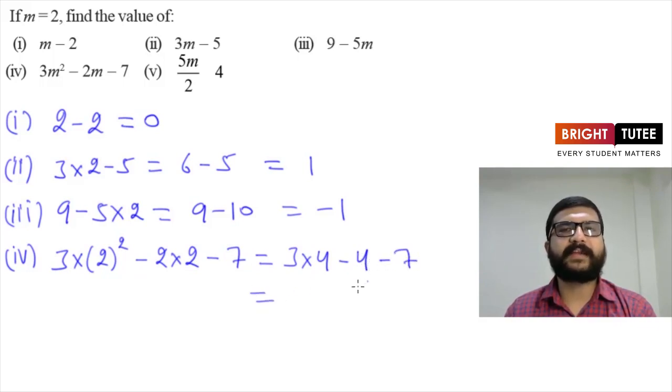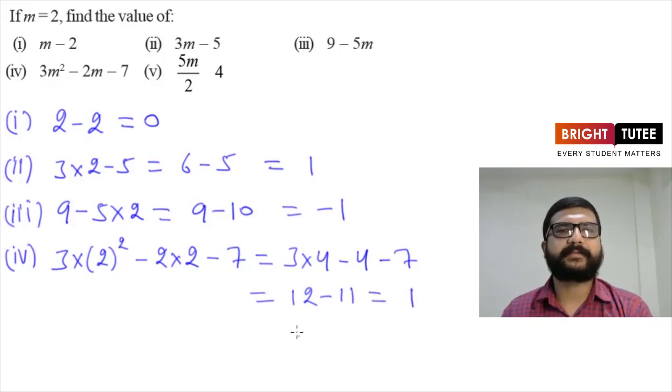Now let's simplify it further. We will get 3 into 4, it is 12. Minus 4 minus 7, this will be minus 11. Now 12 minus 11, it is 1. So value of this expression is 1 at m equal to 2.